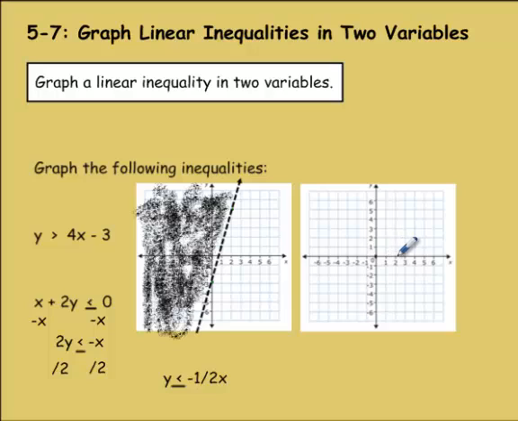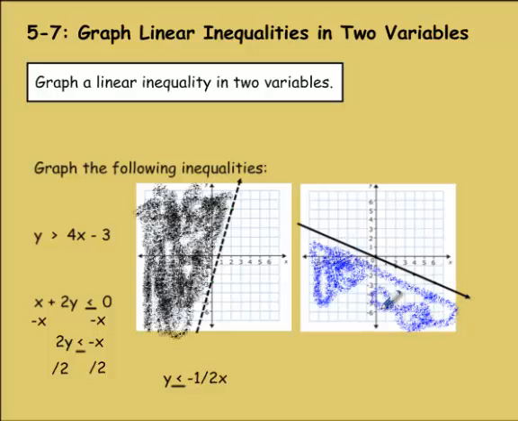So run of 2, fall of 1, run of 2, fall of 1, run of 2, fall of 1. Then I can use these points to plot. And I'm going to use a regular line this time because it's less than or equal to. So if I extend it backwards, and there it is. And I see that y is less than or equal to. So y needs to be less than whatever this line is. So I'm going to fill in anything underneath this line to show that y's are always going to be in this area.